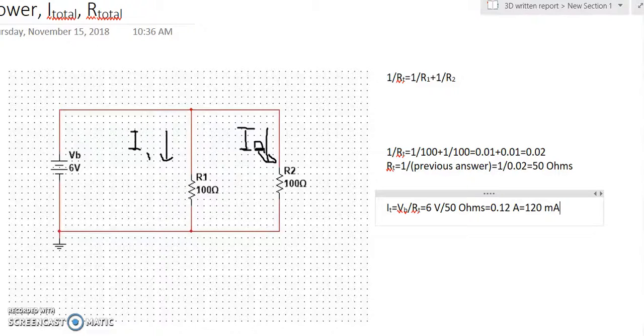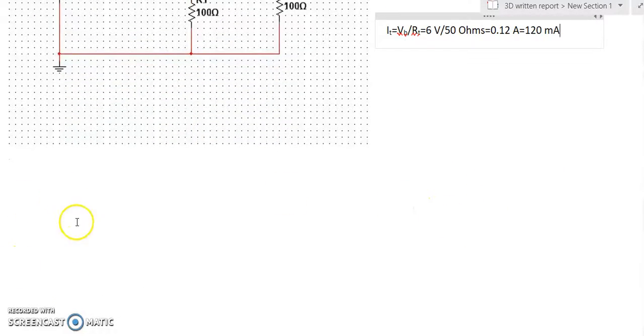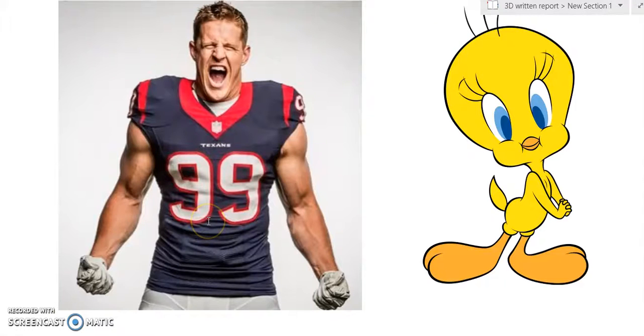So the next thing I want to know is how fast this current is going to drain my battery. Or I also want to know how much power my circuit draws. But before we do this, we need to define power a little bit, because right now we don't really know what it is. So I want you to consider these two people. On the left side, you have J.J. Watt, and on the right side, you have Tweety the bird.